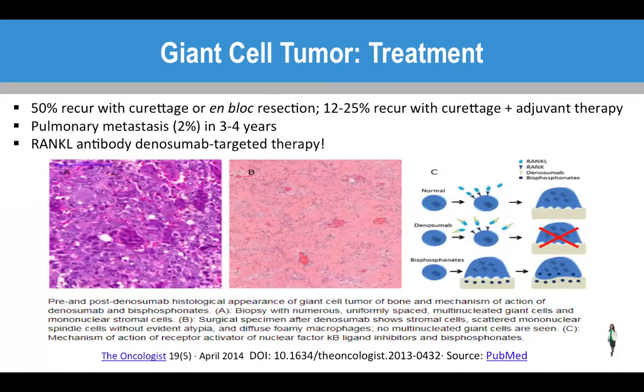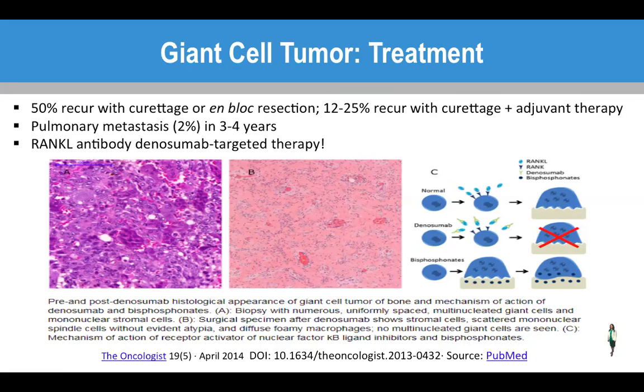Giant cell tumor has a differential diagnosis with giant cell rich osteosarcoma and aneurysmal bone cyst. It is important to recognize giant cell tumor and give the definitive diagnosis because there's a new treatment. Before, the treatment was curettage and en bloc resection, and 50% of them came back. Later on, the surgeons would do the curettage and some adjuvant therapy, for example laser or cryo to burn the tumor bed. So we reduce some recurrence, but still they come back.